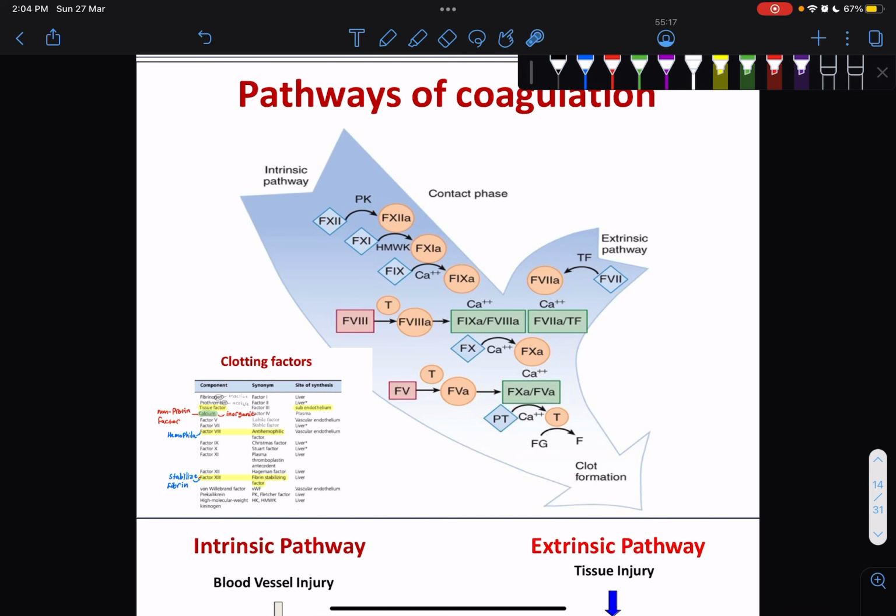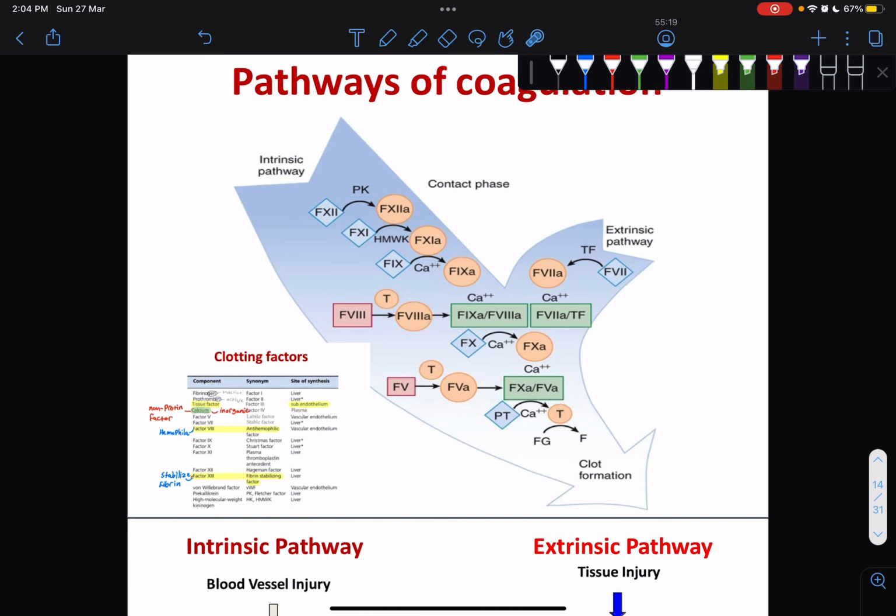Definitely, the intrinsic pathway has more steps. It's more complicated. Can you see that? Isn't it? So, let's talk about the extrinsic pathway first. Okay, starting from the right side. Extrinsic pathway. In the extrinsic pathway, the first thing which will happen is the tissue injury. The tissues are injured.